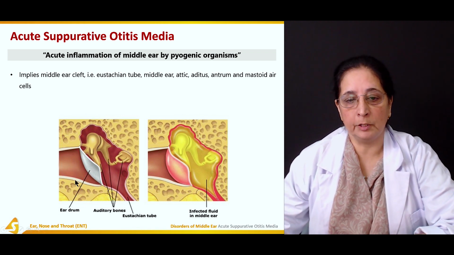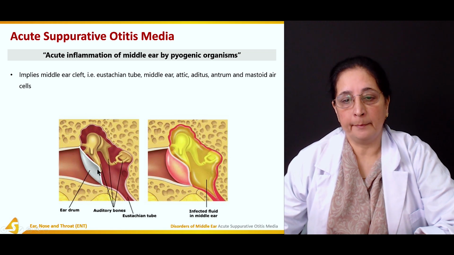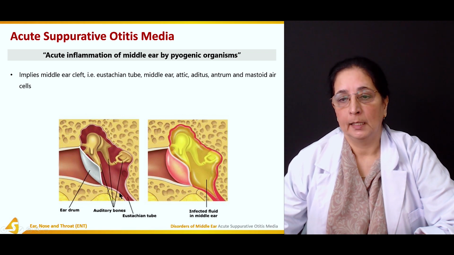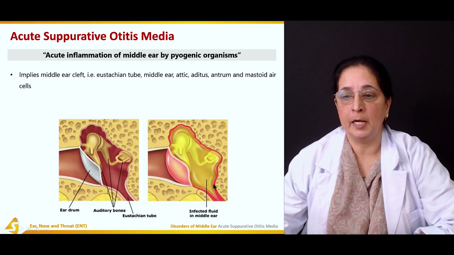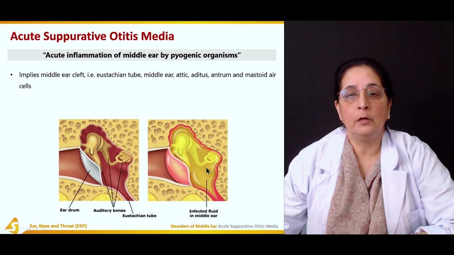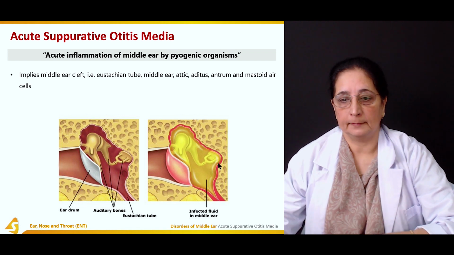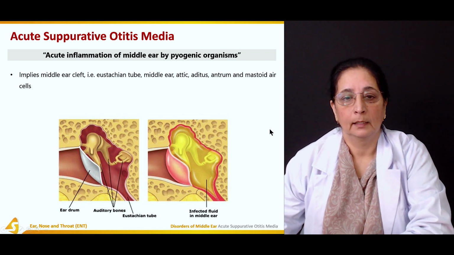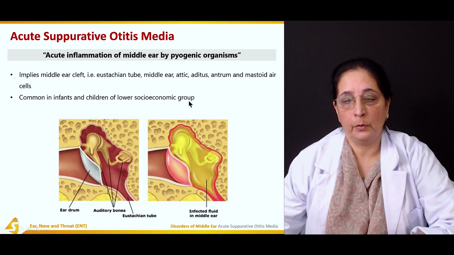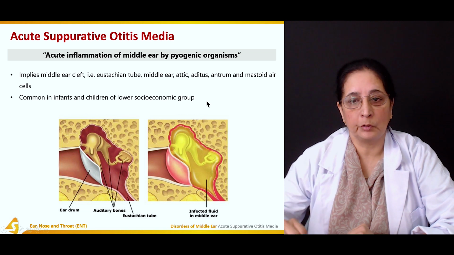This is the eardrum, the tympanic membrane, then the auditory bones, and then we have the eustachian tube. This is the picture that shows the yellowish suppurative fluid, or suppurative discharge. It's common in infants and children of lower socioeconomic group.